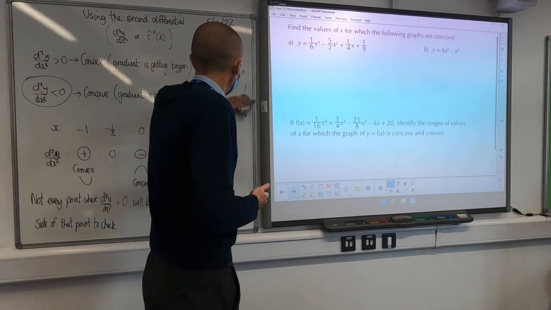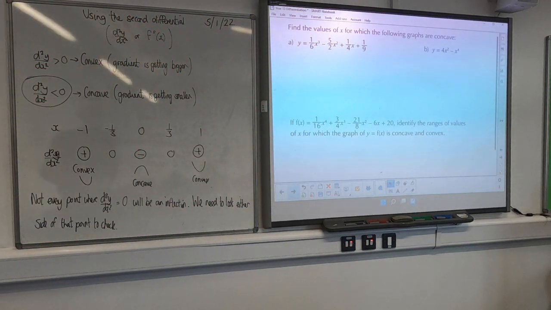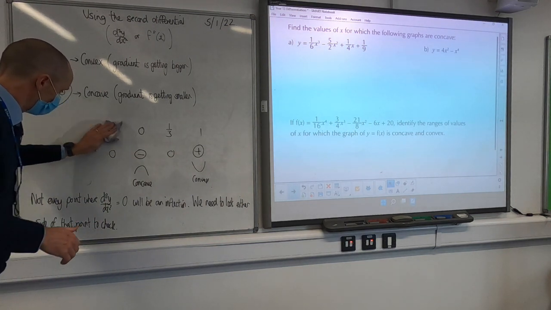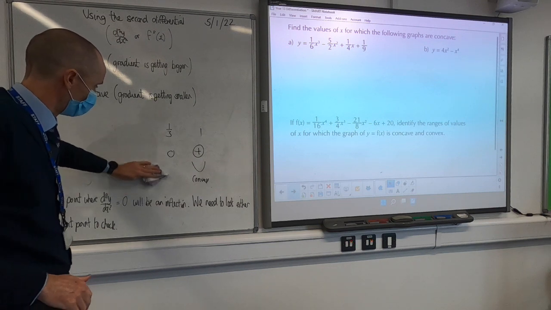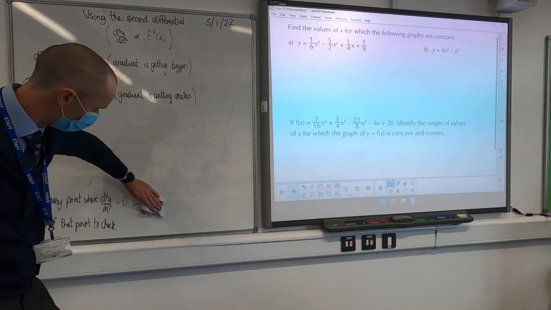The good news about the second differential is that it always gets easier. The powers of x get smaller, don't they? So don't stop at the first differential. We do that if we're finding turning points. We don't care about turning points. We just want to know when the graph is concave.